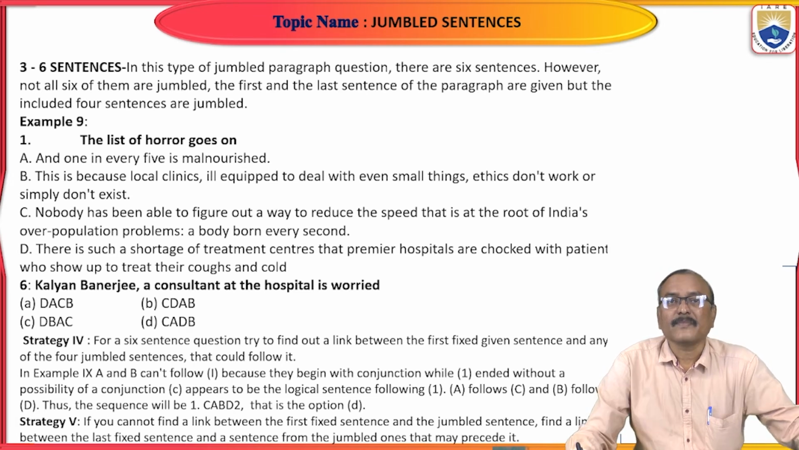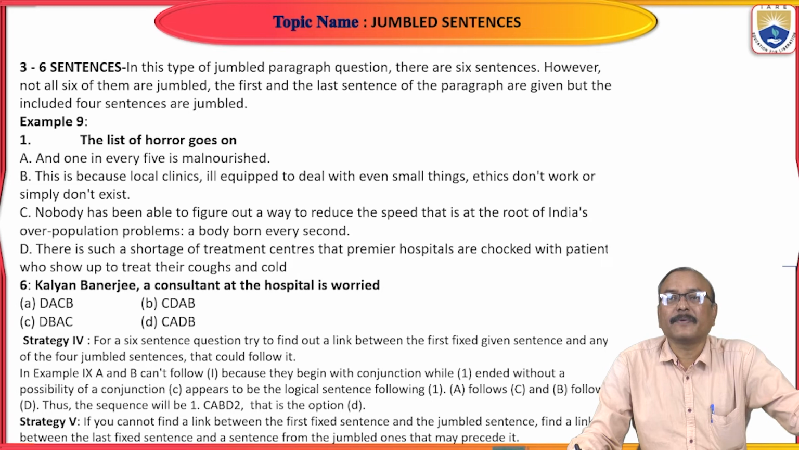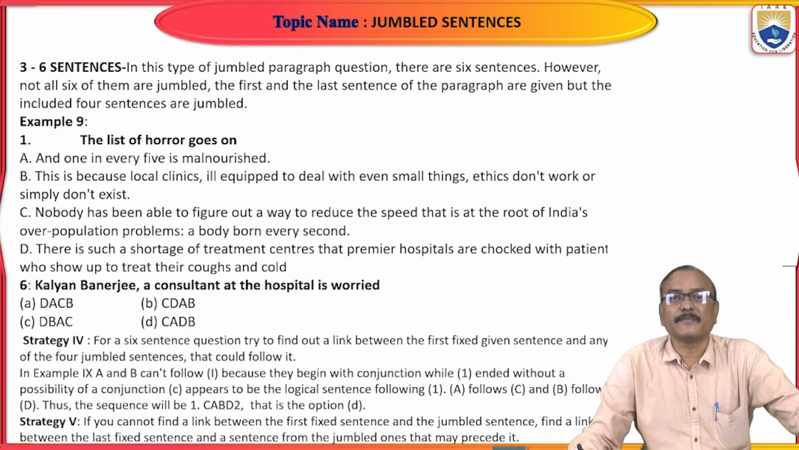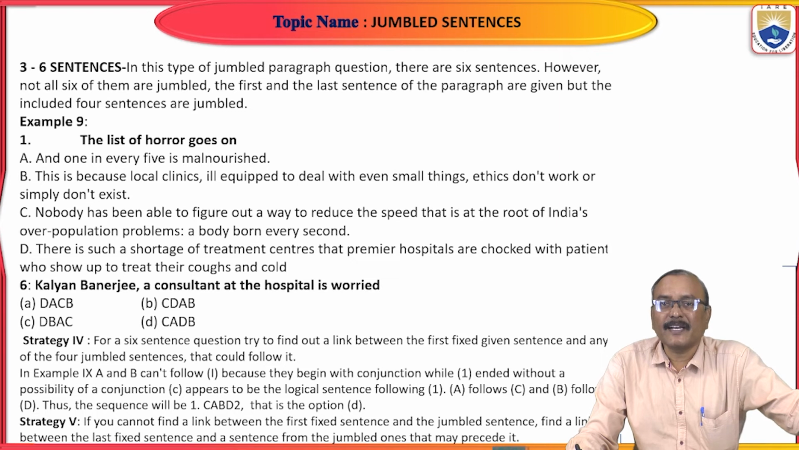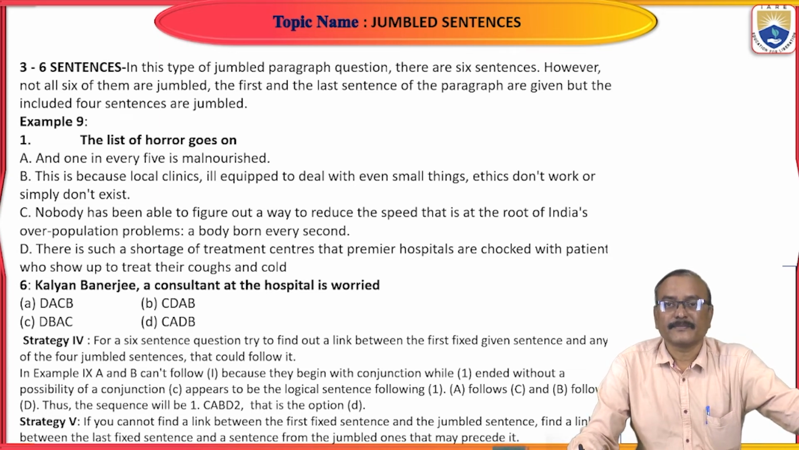Now sometimes 3 to 6 sentences. In this type of jumbled paragraph questions, there are 6 sentences. However, not all 6 sentences are jumbled. The first and the last sentence of the paragraph are given, but the other 4 included sentences are jumbled. So first and last sentences are given in bold, thick letters, and see the next ones. Right?